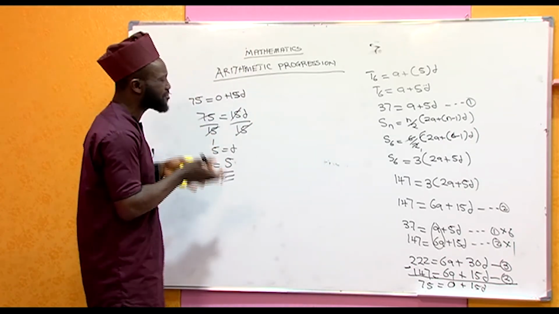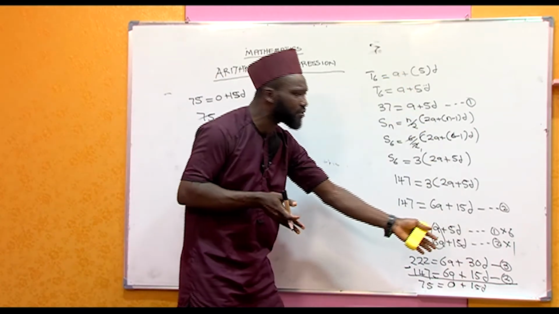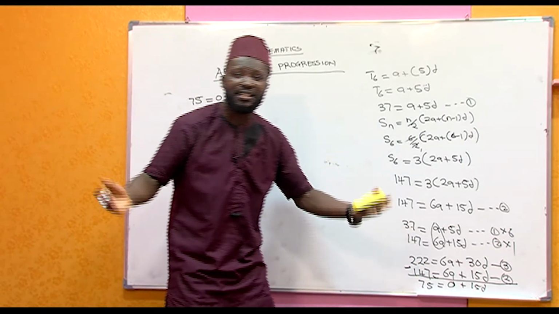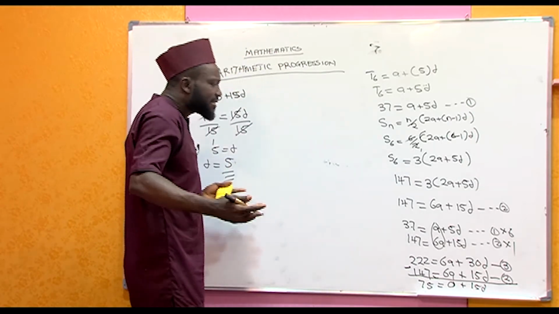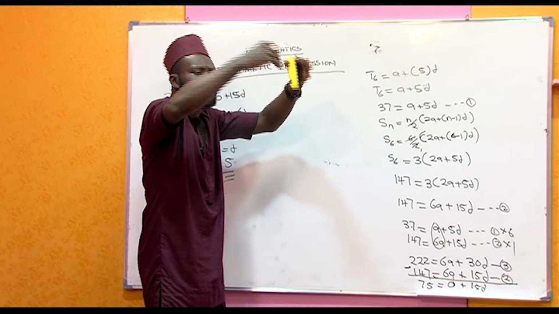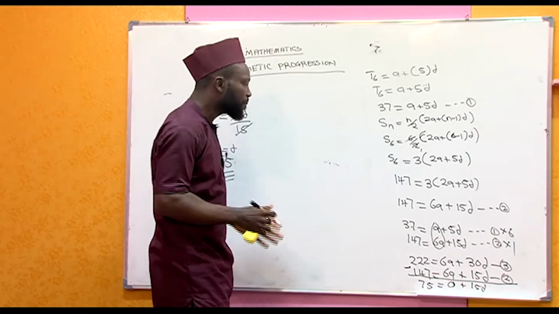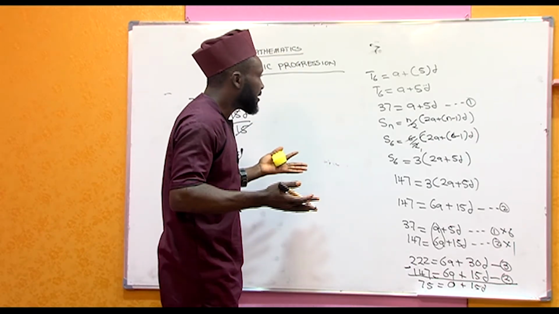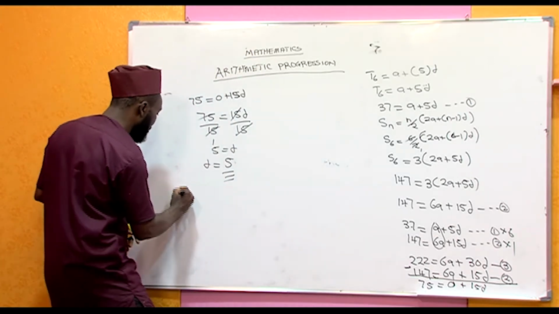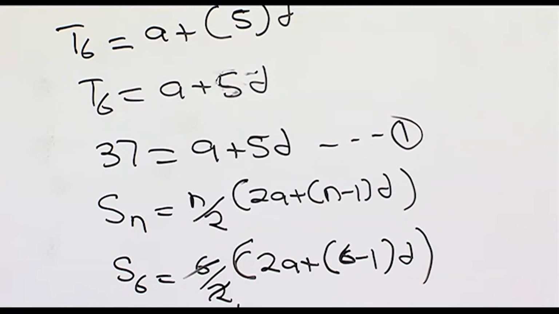But remember that we are asked to look for the first term and not the common difference. So all I need to do is go back to any of these equations and substitute for my common difference in order to get my first term. I can choose any of these equations, and whichever you choose is definitely going to give you your first term. So let me take equation one.